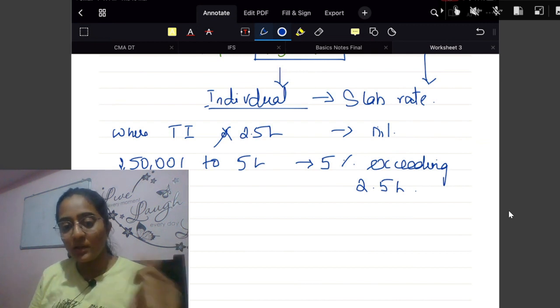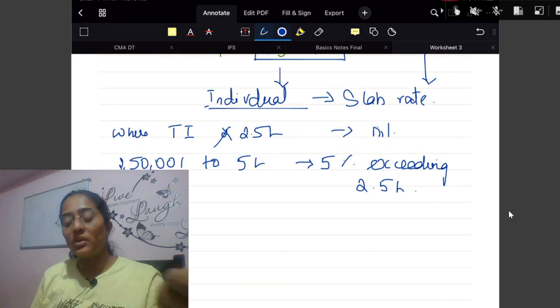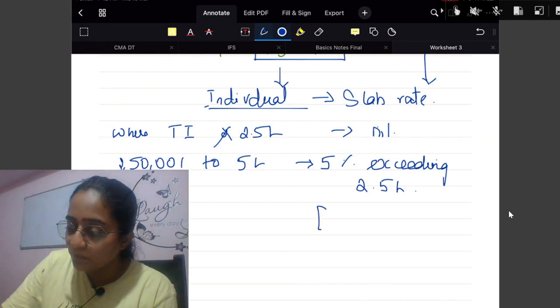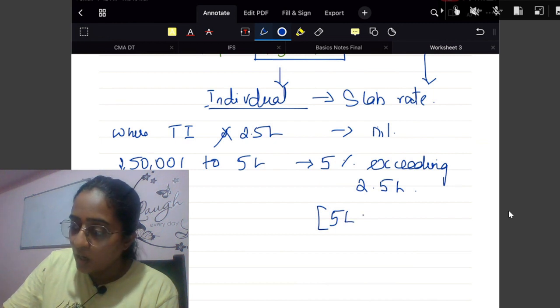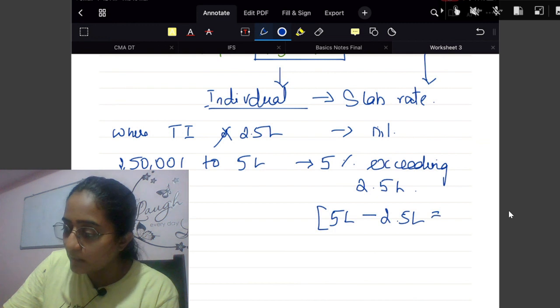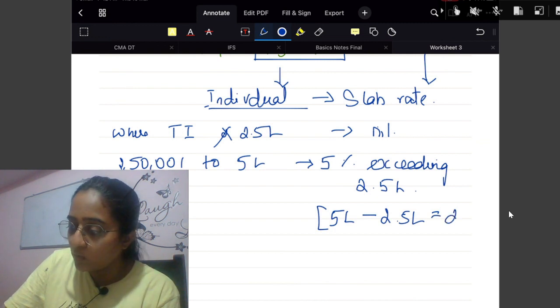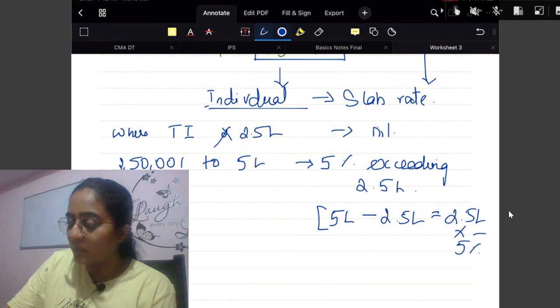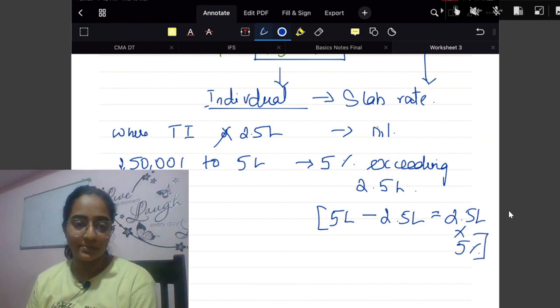To 5 lakh for that matter, you are paying 5% on income exceeding 2.5 lakh. What does it mean? Very simple. If your income is 5 lakh, up to 2.5 lakh you are not going to pay the tax. For the remaining 2.5 lakh, you are going to pay the tax at the rate of 5%. So, this is how you will be computing.